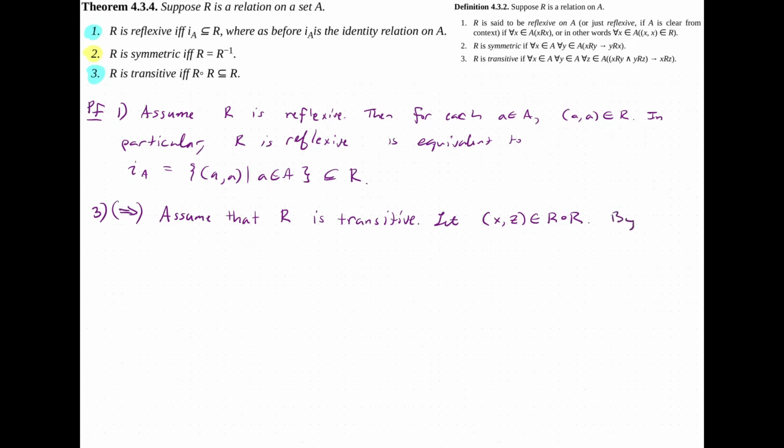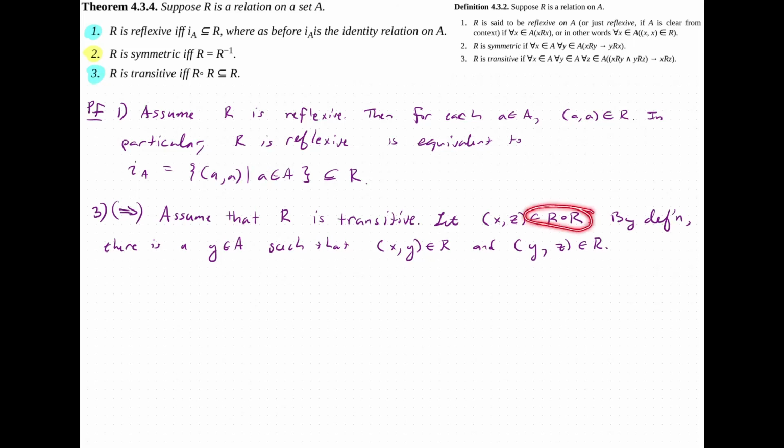By definition, there is some y in the set A such that it is the case that x comma y is in R and y comma z is in R. And so here we just use the definition of what it means to be in the composition.